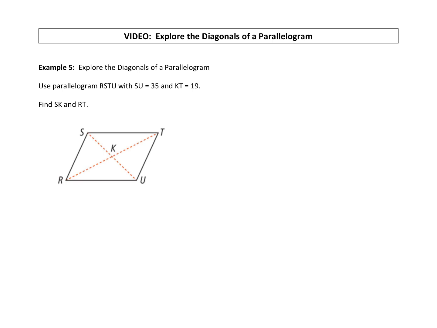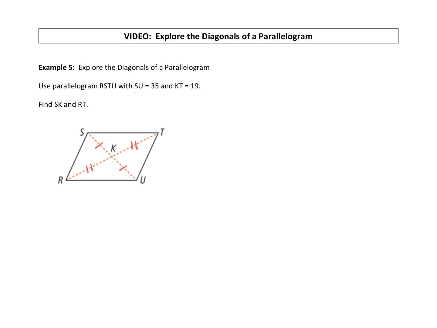Diagonals bisect each other. So if your diagonals bisect each other, that means that SK is congruent to UK and RK is congruent to TK. So because we have a parallelogram, we know that this is true about the diagonals. Okay, so let's work off of this.